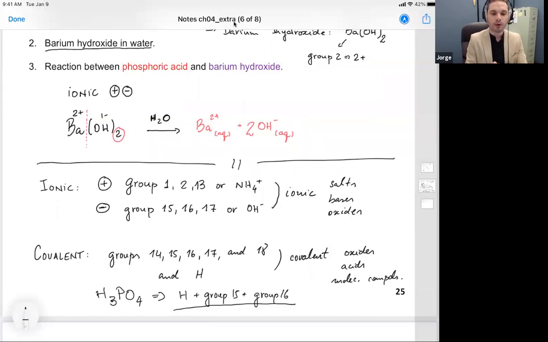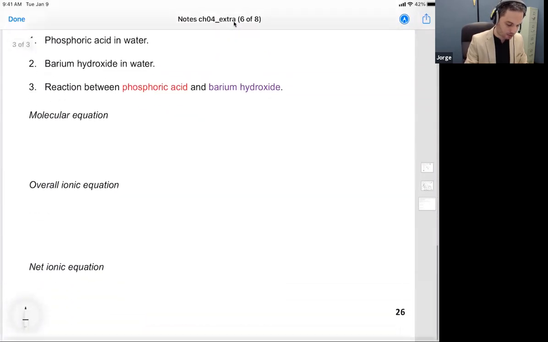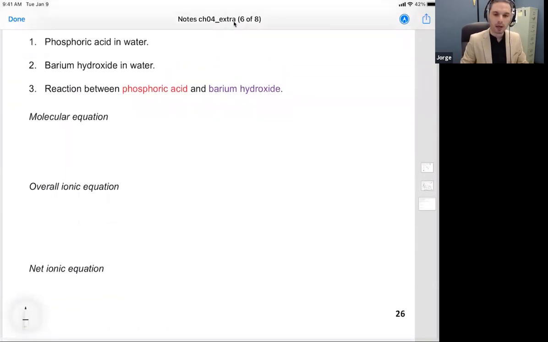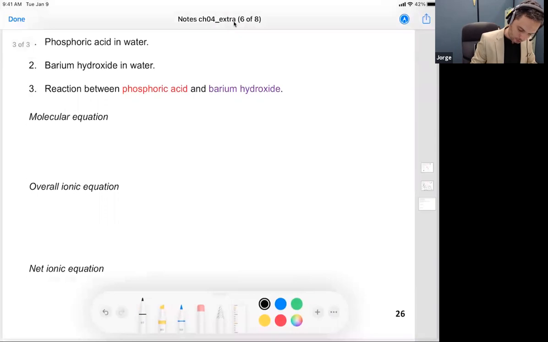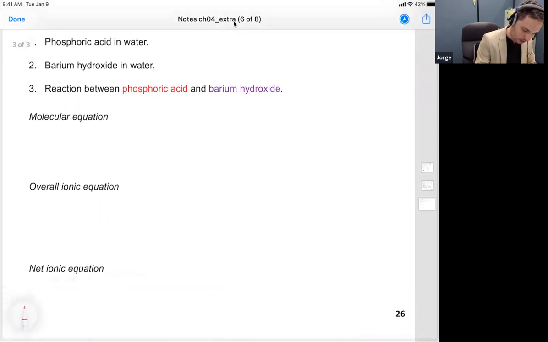Now that we know what happens with phosphoric acid when dissolved in water and barium hydroxide when dissolved in water, that's 50% of the problem. So now let's react both compounds and see what happens. That's going to be my third step here. And always start with the molecular equation, because that's the easiest way to get to the result. Let's follow here some color code.